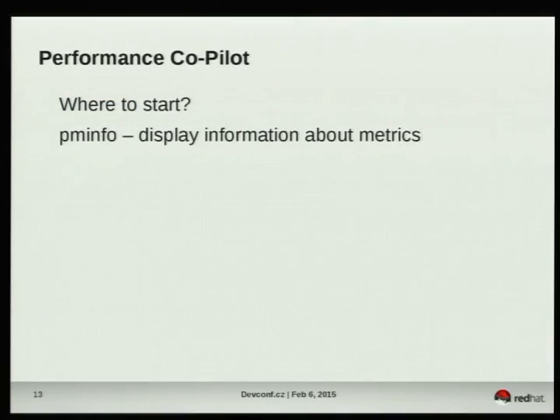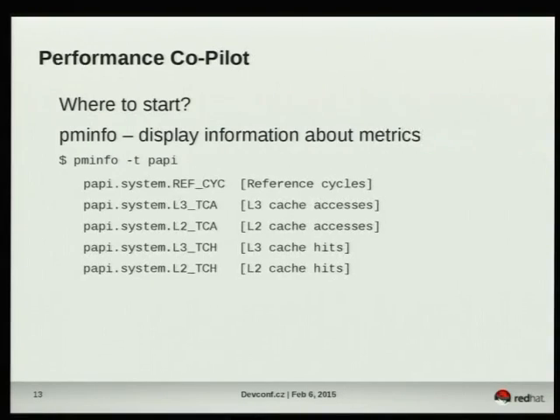So let's say you install it, where to start? pminfo would be a good one. You specify -t, and that'll give you a quick help query. So as an example, if I'm interested in the PAPI subsystem, you get a quick output like this. You get the metric name and the basic idea of what it is. Right? Simple.